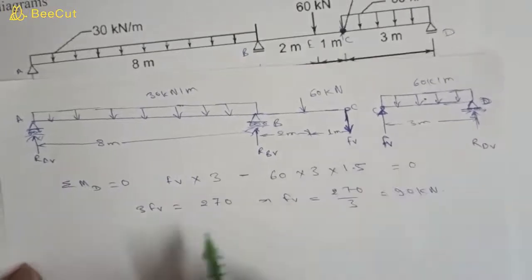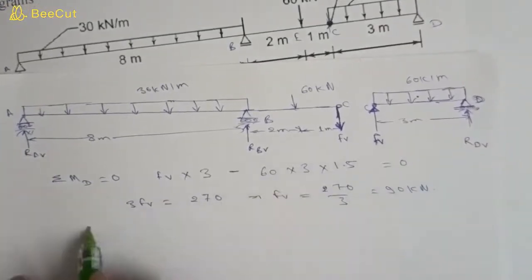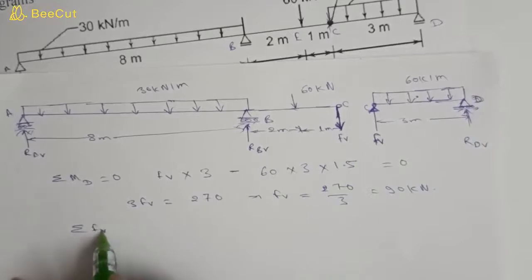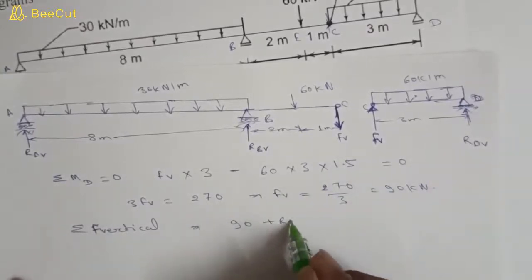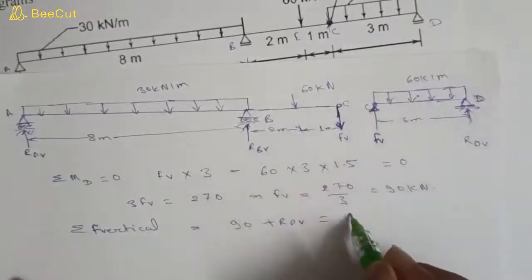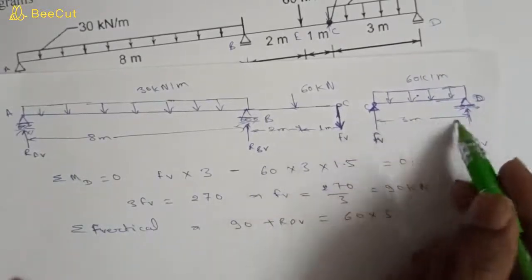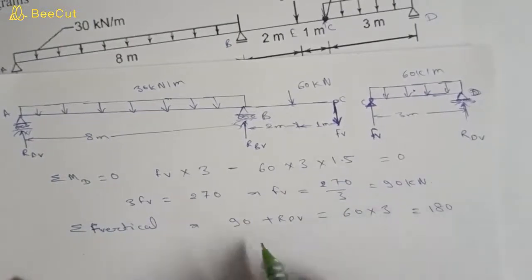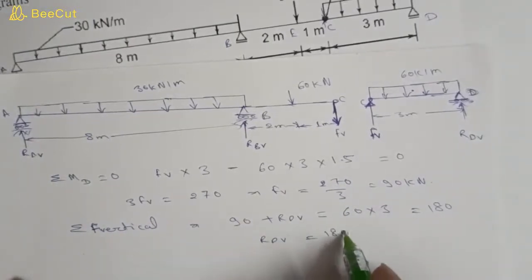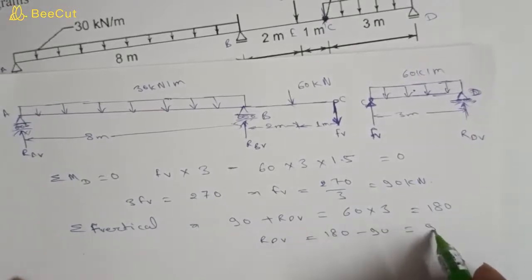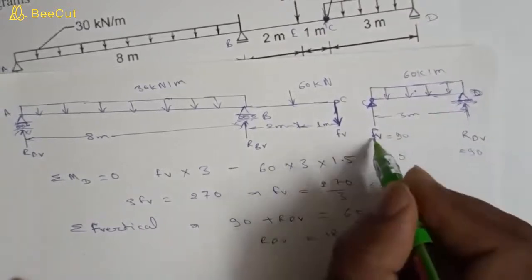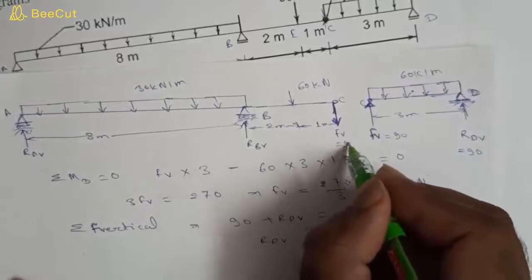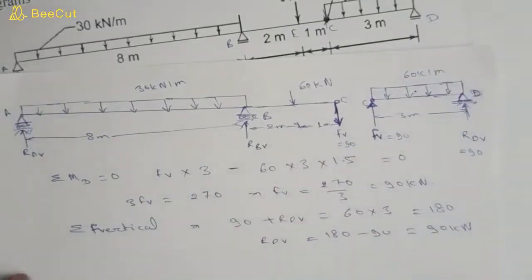Now the sum of all the vertical forces will be 0 in this beam CD. So we have Fv, which is 90, plus Rdv is equal to the downward force, which is 60 into 3, so it is 180. So Rdv is 180 minus 90, which is equal to 90 kN. So Fv and Rdv are both 90 kN. So here we have Fv of 90 kN upward, so it will be 90 kN downward in this portion.